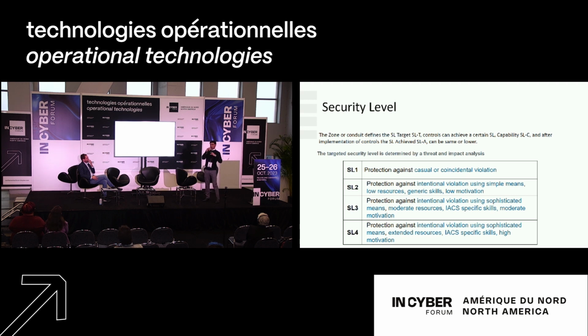That means the level of controls you need to defend this is less than what you need to defend an SL3 or an SL4. That is in principle. Clear? SL3 is protection against intentional violation using sophisticated means, where the attackers have moderate resources and IACS skills. What is IACS? It's nothing but industrial automation and control systems. That means knowledge of PLCs, HMIs, and other technologies used on the OT side.